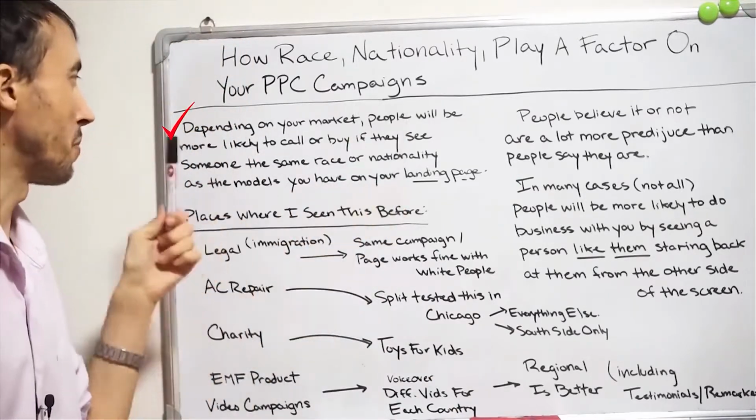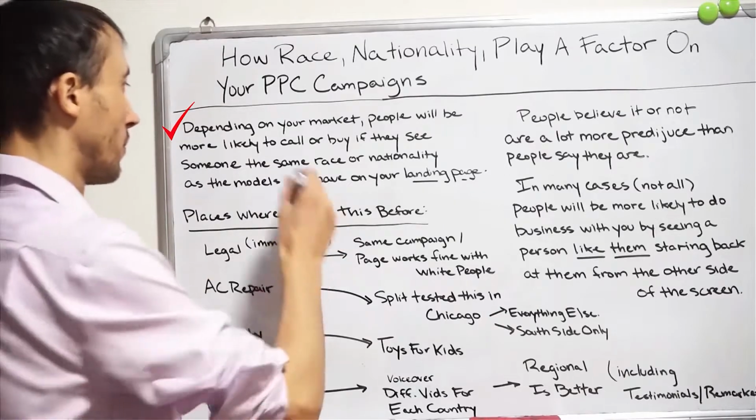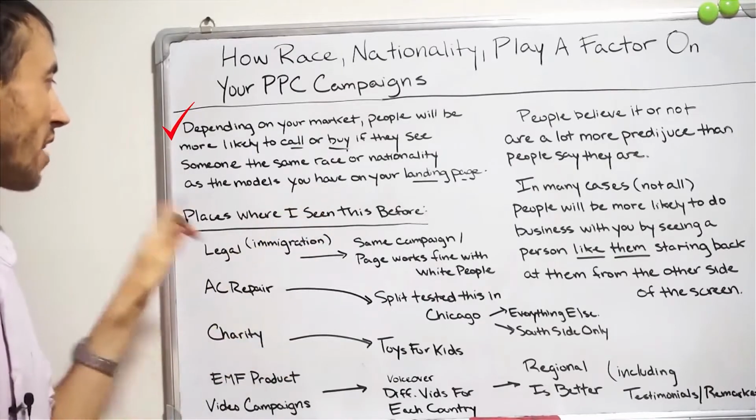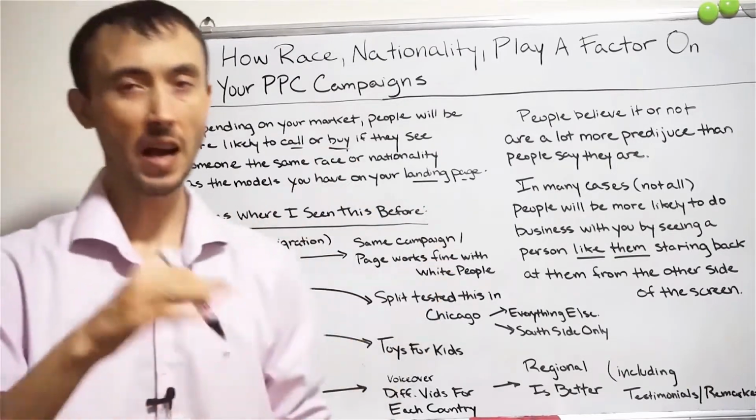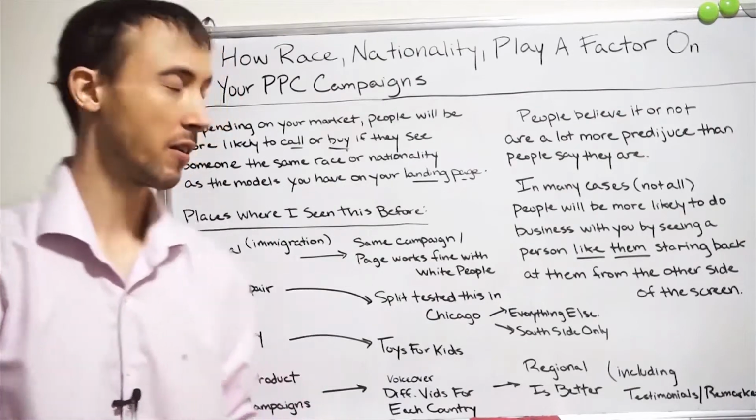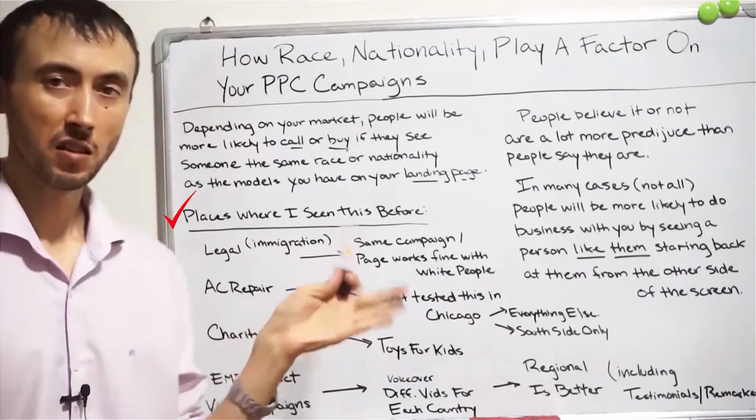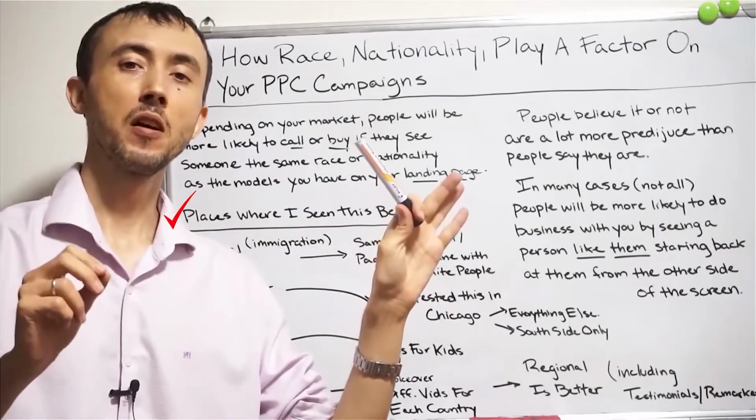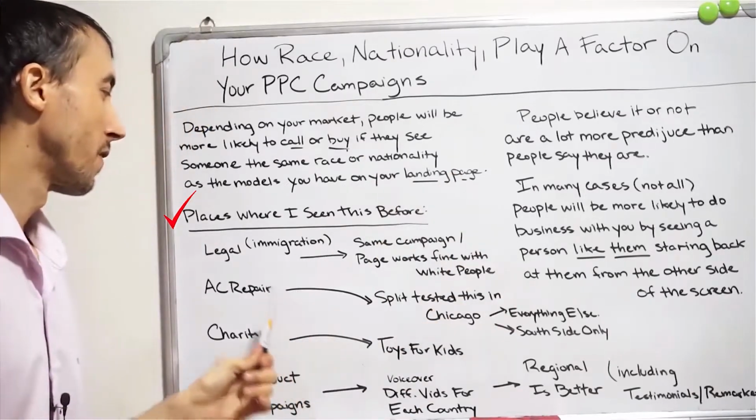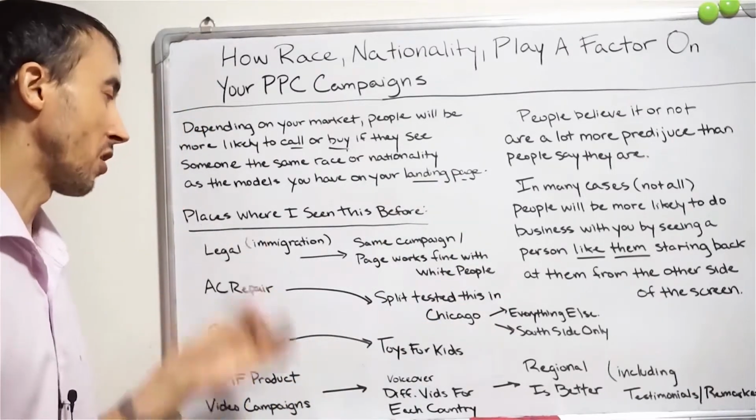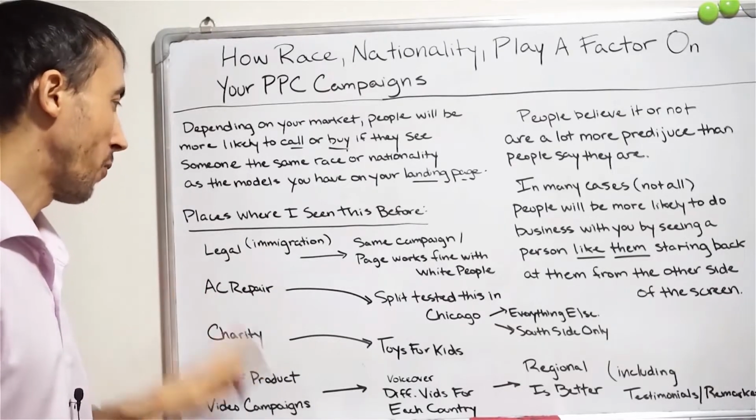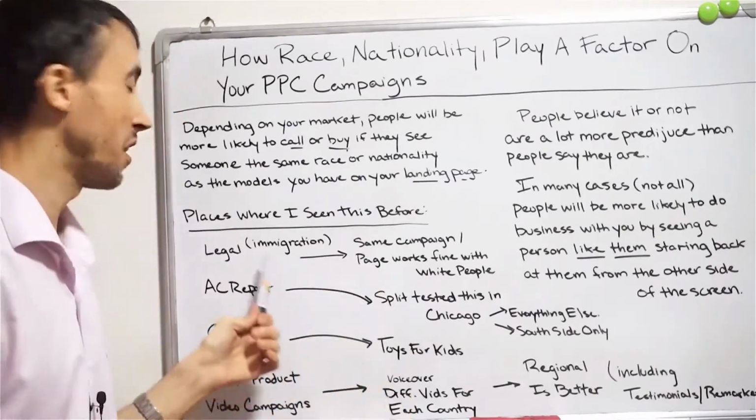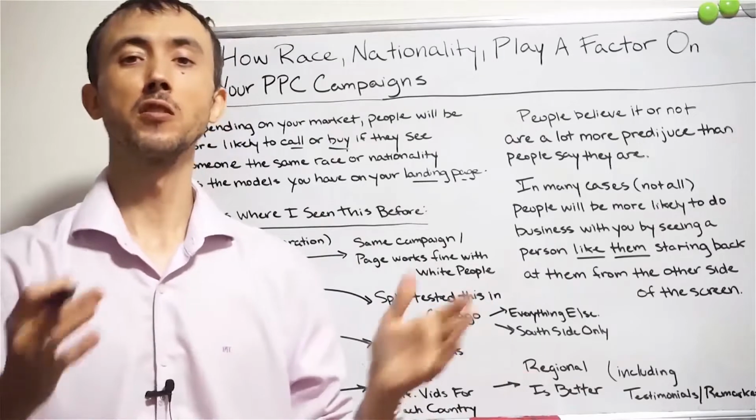Depending on your market, people will be more likely to call or buy if they see someone with the same race or nationality as the models you have on your landing page, or video, which I'll get into also here in a second. Places where I've seen one race over another affecting PPC results before is on this particular list. So I have 4 things here. I'll start with my experience in the legal area, specifically immigration law, immigration lawyers, that kind of thing.